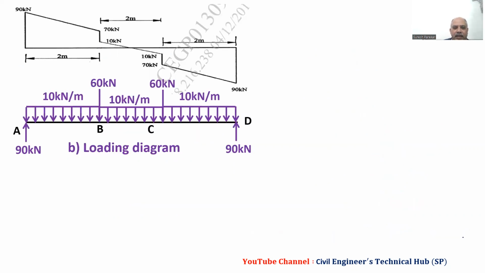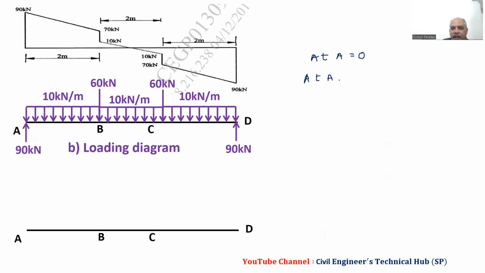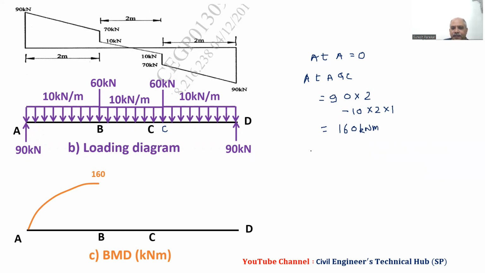Then we have the bending moment diagram. We have bending moment at A 0, then symmetrical, so bending moment at B and bending moment at C, because it is symmetrical about the center, so we will have the same bending moment. So we have 90 into 2 minus 10 into 2 into 1. So it will be 180 minus 20, 160 kilonewton meter. So this will be 160 kilonewton meter.